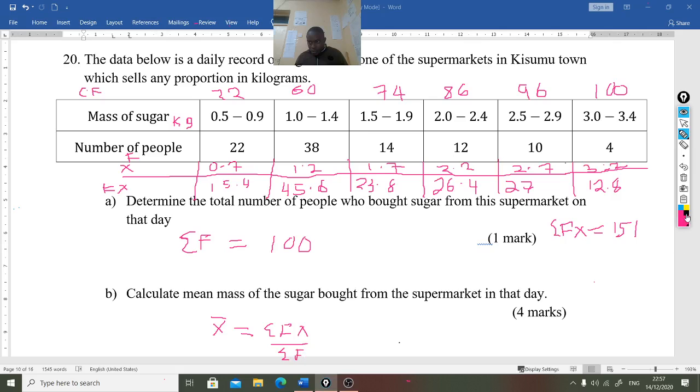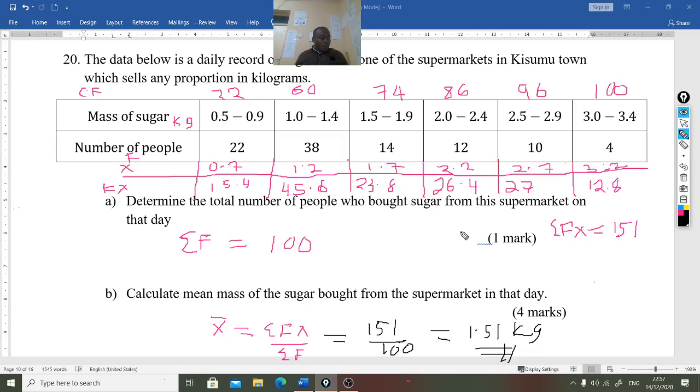This is equal to 151 all over 100, which gives you 1.51 kg. That is the mean mass.